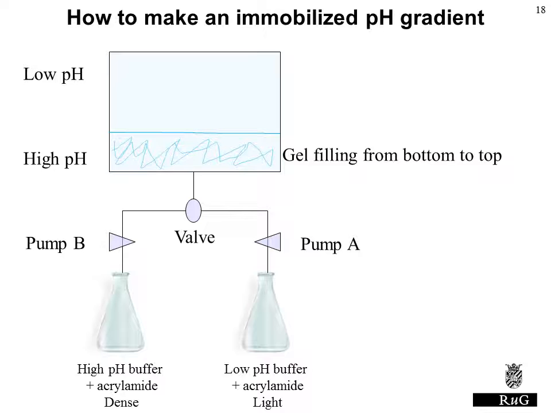So as the gel liquid moves up between the glass plates, which are about 1 millimeter apart, the more dense solution will always stay at the bottom. That means the high pH will be at the bottom and the low pH will be at the top. If you do this carefully, avoiding turbulent flow, you will get a nice pH gradient with the low pH on the top and the high pH at the bottom. Now you can simply let the gel polymerize and the pH gradient will be immobilized.